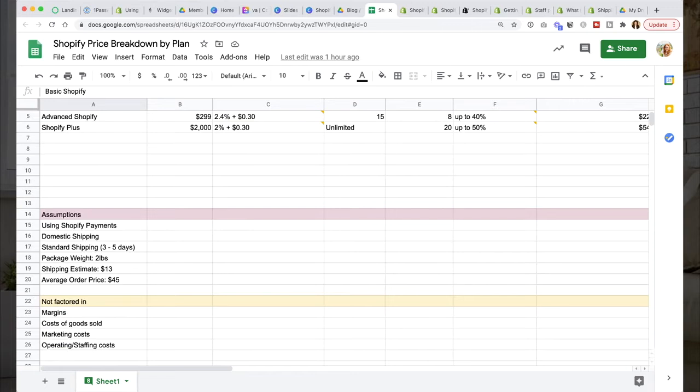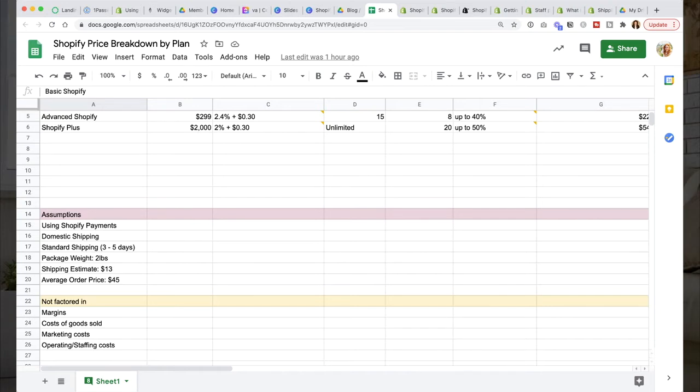So let's go through some assumptions at the bottom. We're assuming they're using Shopify Payments. With Shopify Payments or Shop Pay, there are no additional transaction fees on any of the plans, but there are additional transaction fees if they're using a third-party payment processor like PayPal, or there are a lot of other ones as well. If they're using a third-party payment processor, that could lead to additional fees. So we're going to assume that that's not what's happening.